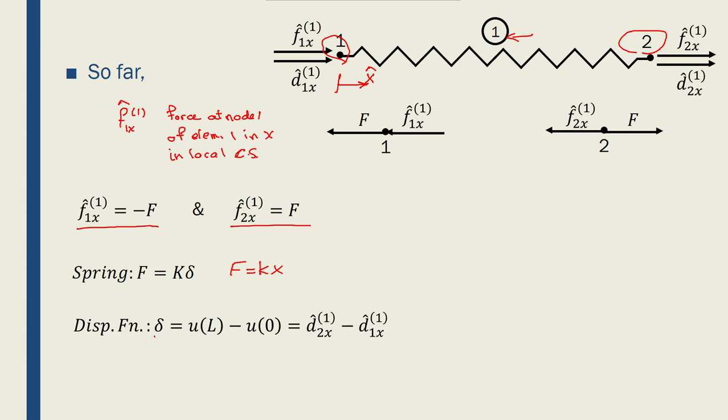So from the displacement function, we can find delta. Delta is equal to U of L minus U of 0. Basically, the difference in the displacements of the spring at the two ends of it. So this is one end of the spring and this is the other end of the spring. If we subtract the two displacements from the displacement function, we find the displacement of the spring delta, which could be used in this equation, F equals K delta, or similarly F equals Kx.